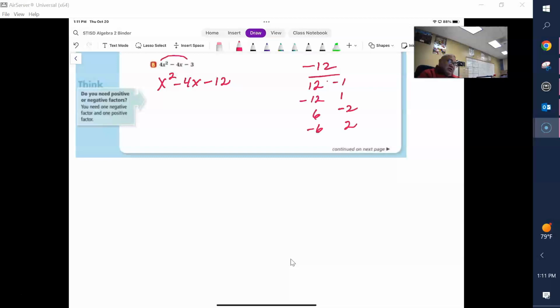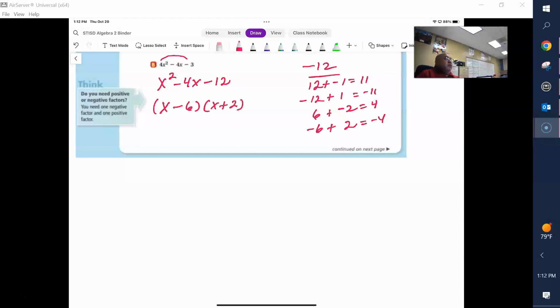Well, I know that 12 plus negative 1 gives you 11. Negative 12 plus 1 gives you negative 11. 6 plus negative 2 gives you 4, but we don't want that. So negative 6 plus 2 gives you negative 4. So those are the factors that we want. So what we have is x minus 6 times, in this case, it's going to be x plus 2.